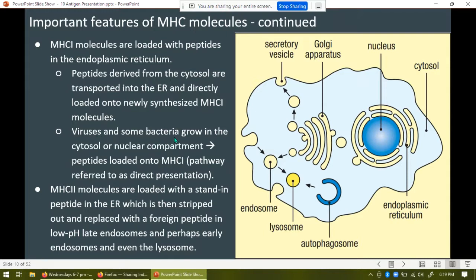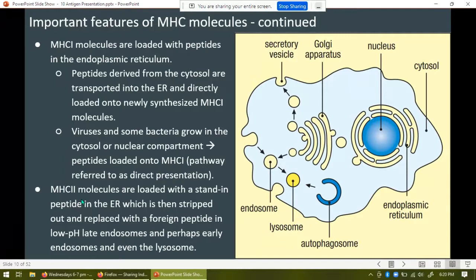Viruses and some bacteria grow in the cytosol, or they grow in the nuclear compartment. And in either case, peptides can be loaded onto MHC1. This is called direct presentation. This is the normal pathway, basically. Peptides that are coming from the nucleus or from the cytosol are imported into the ER for loading onto MHC1. That's the normal pathway.